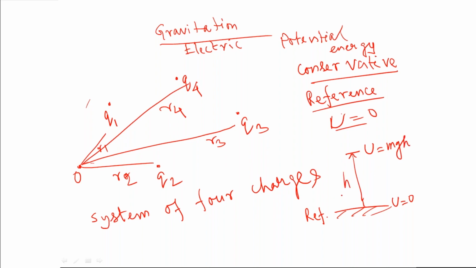The amount of work we have done against the gravitational force. Suppose the object has mass m, so I am just lifting the mass m, so what will be mg? The gravitational force is downward, I am just lifting it up to height h, so I am doing certain work against the gravitational pull. So this is the work I have done.